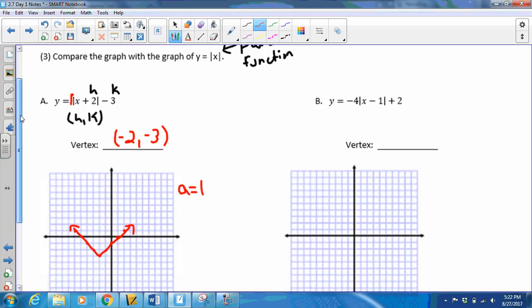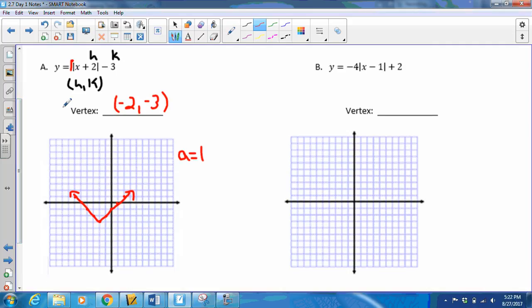Now, our last part is we got to compare the graph with the graph of y equals absolute value of x. This just means we have to list all the transformations. So you should always ask yourself first, do we reflect? Remember, reflecting means that instead of having it opening up, we're going to have it opening down. Well, we see here that our graph is already opening up. So we already know that there is no reflection. Okay, so if there's no reflection, you don't need to write anything for that.